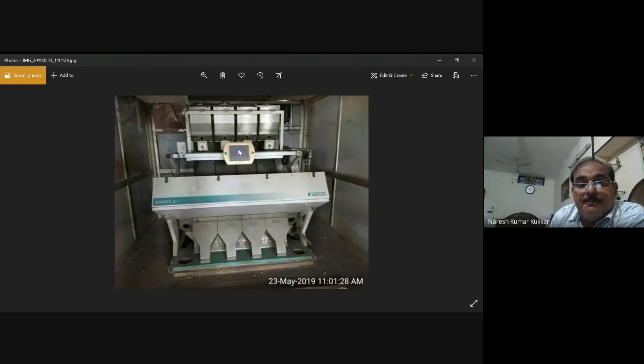This is a control panel. It's an older version one. It's worth 1 crore rupees. This single machine is worth 1 crore rupees.